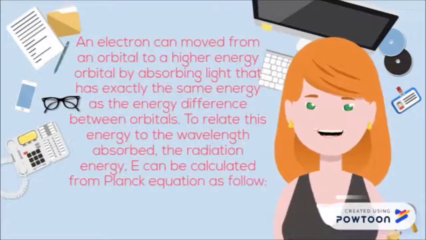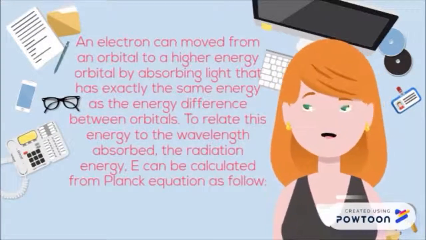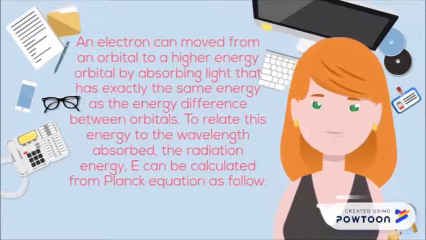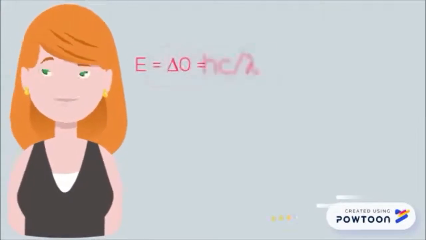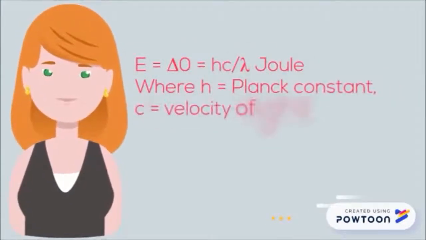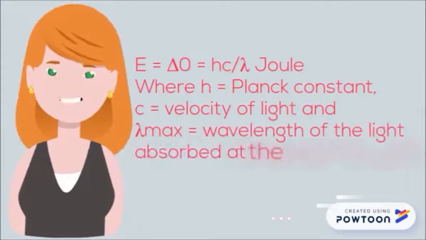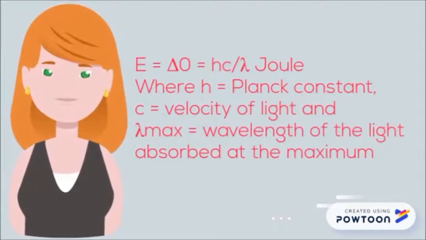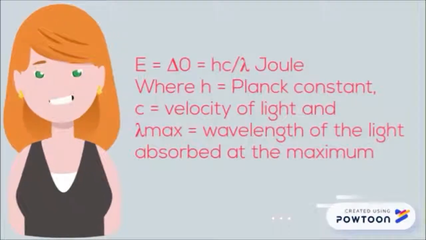To relate this energy to the wavelength absorbed, the radiation energy, E, can be calculated from the Planck equation as follows. E equals delta naught equals hc/lambda joules, where h equals Planck's constant, c equals the velocity of light, and lambda max equals the wavelength of the light absorbed at the maximum.